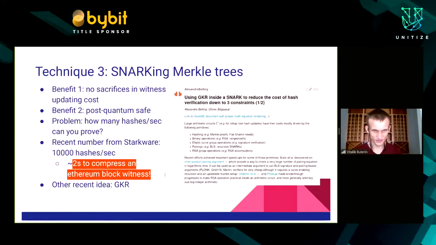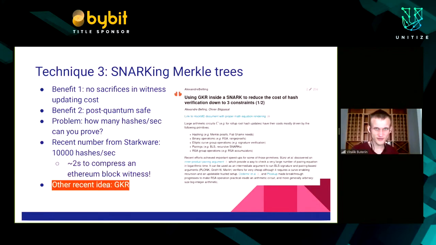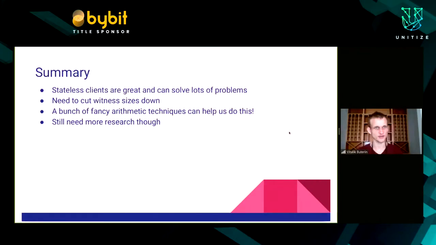So very well within the range of consumer hardware. 2 seconds to generate a proof. So seemingly an ability, right? And also, there is this other recent idea that some researchers have proposed around using this protocol called GKR, which basically tries to reduce the cost of hash verification down to 3 constraints per hash plus a bunch of field operations. So, very, very cheap hash calculations.